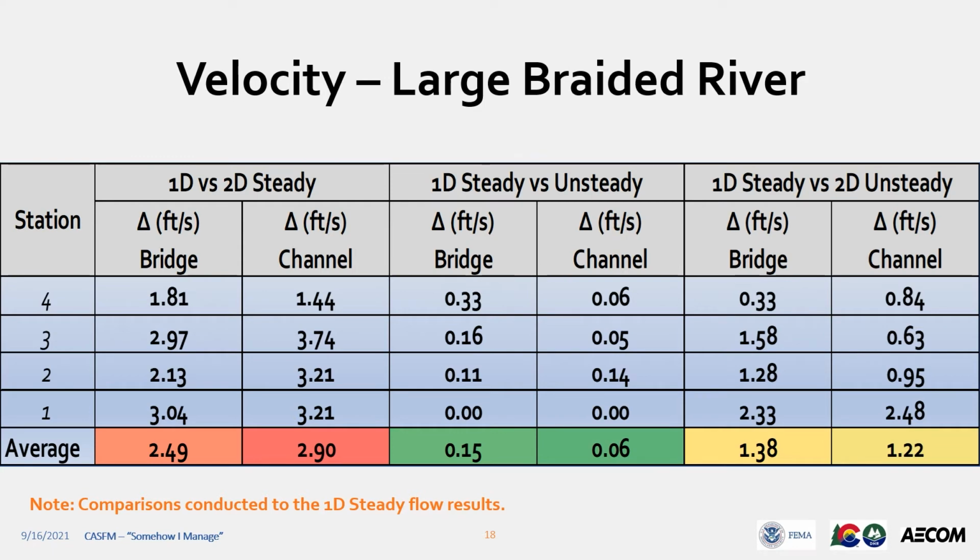Looking at the large braided river velocity, again, we see increases. But with the 1D unsteady, the velocities are minorly greater. In some cases, the differences are 0, and in others, like that 0.05 and 0.06, I might classify those differences as somewhat negligible in a stream this big. Again, in the 1D steady runs, we had velocities ranging from 5 feet per second to 7 feet per second in this reach.